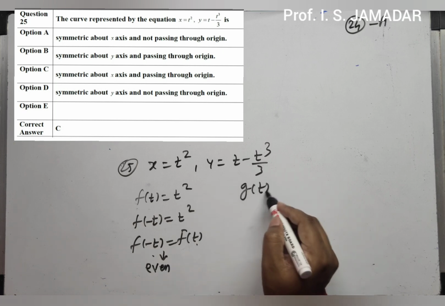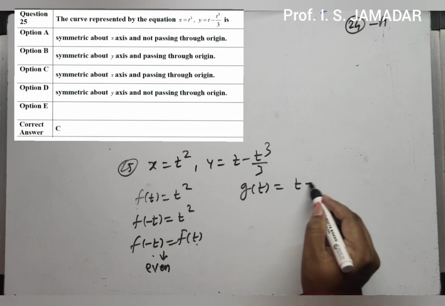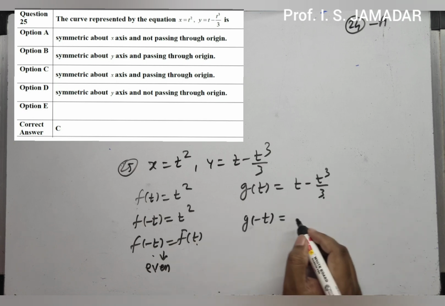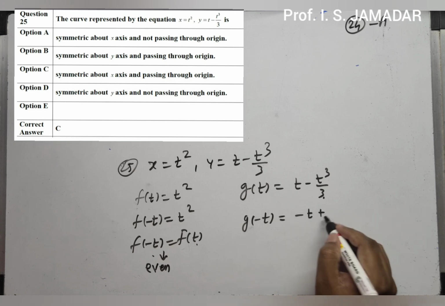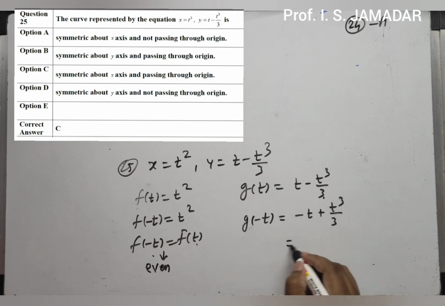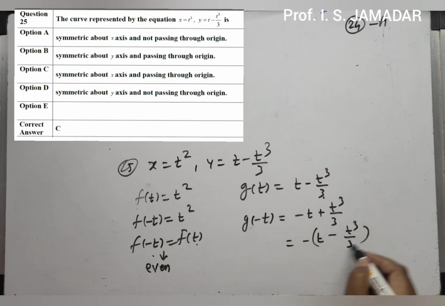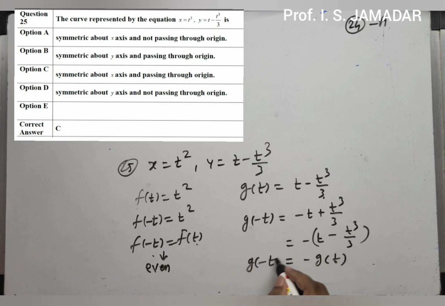Now what is g of t here? G of t is t minus t cube upon 3. So what you can say about g of minus t? G of minus t is minus t plus t cube upon 3. That is minus into bracket t minus t cube upon 3. So it is minus g of t. So g of minus t is minus g of t. It means it is odd.